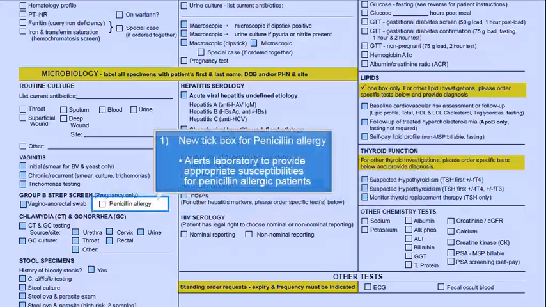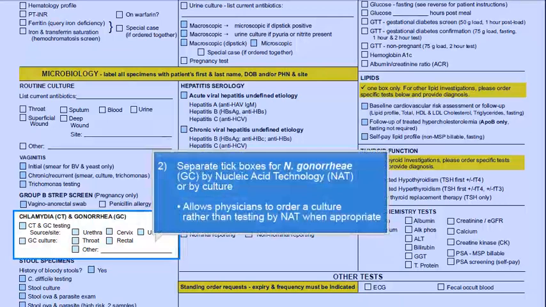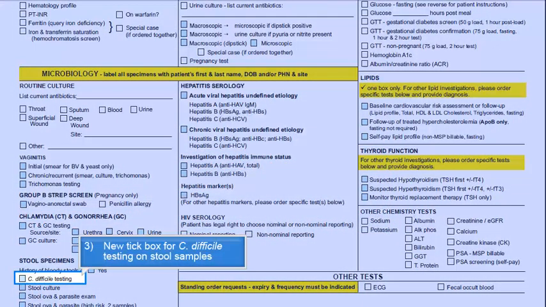New tick box for penicillin allergy. This alerts the laboratory to provide appropriate susceptibilities for penicillin allergic patients. Separate tick boxes for N-gonorrhea by nucleic acid technology or by culture. This allows physicians to order a culture rather than testing by NAT when appropriate. A new tick box for C. difficile testing on stool samples.